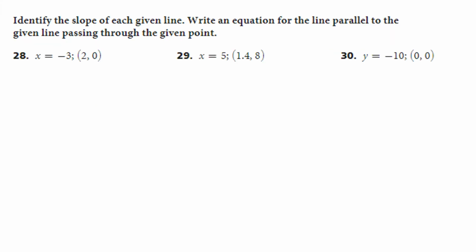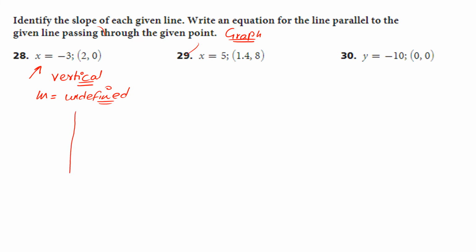Let's practice a few other things. Identify the slope of each line. Write the equation of the line parallel to the line passing through the given point, and graph them. Okay. First of all, whenever x equals something is written, it means that the line is vertical and the slope of the vertical line is undefined. So this is the information you must remember.